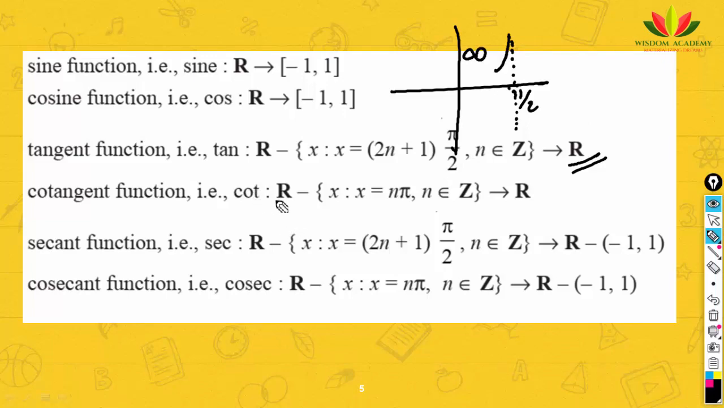Similarly, the cot function cannot be defined at n pi, right? Because at n pi it will go to infinity. So these things you might have studied in your class 11th, right? Make a note of this. These things we are once again going to use in this chapter.